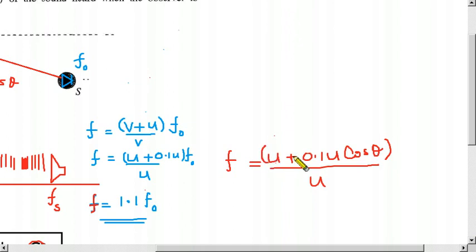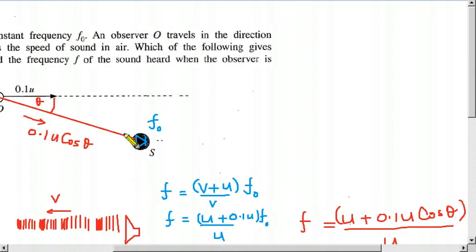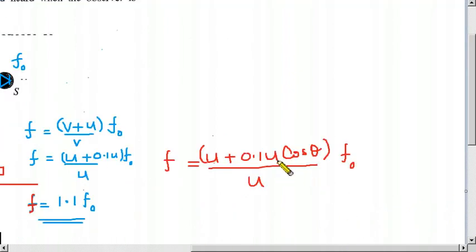What we change is just, instead of 0.1 u, we write 0.1 u cos theta, because previously we assumed that this source was on this line, but actually it is not on the line, it is by the side. So therefore we have to get the velocity. We can't move the source this way, but we can change the velocity to this way. So we take the component. The component is 0.1 u cos theta. So now we get the real value.